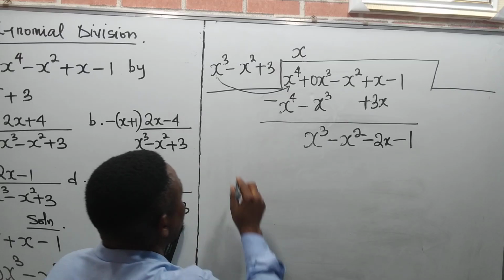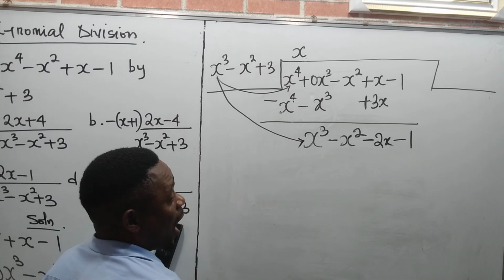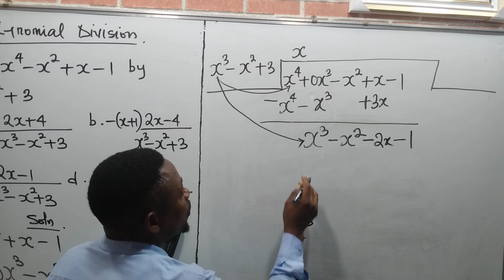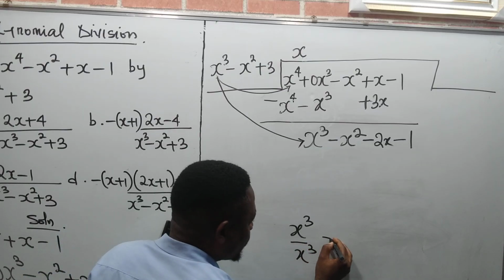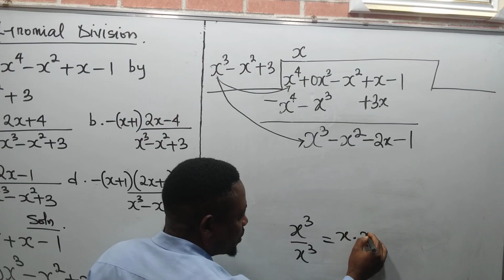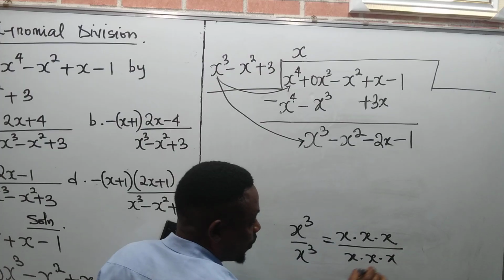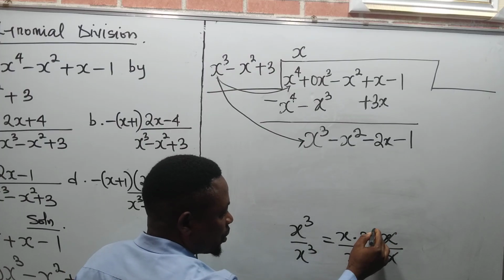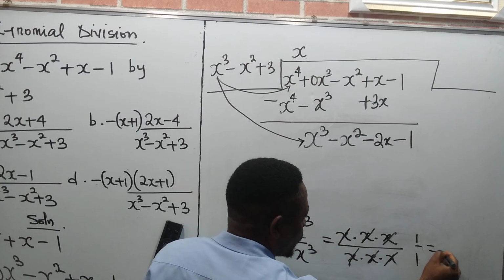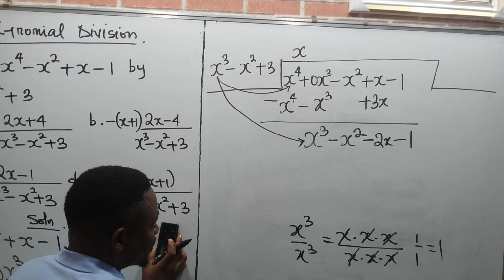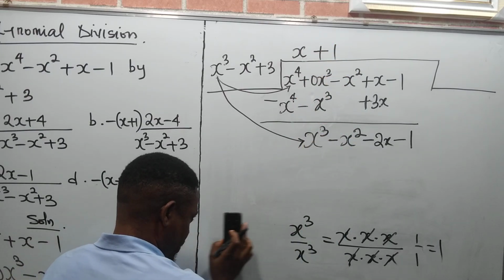So what is the next thing? I will divide again. Use the same value to divide by this. Watch. Are you with me now? So x raised to power 3, which is this one, divided by x raised to power 3. And how do we expand it? This is x times another x, over x times another x. This one will cancel. This one will cancel. So what remains here is 1 over 1. And 1 over 1 is 1. So since the answer is 1, I will now go to the quotient and introduce plus 1. Are you with me now?